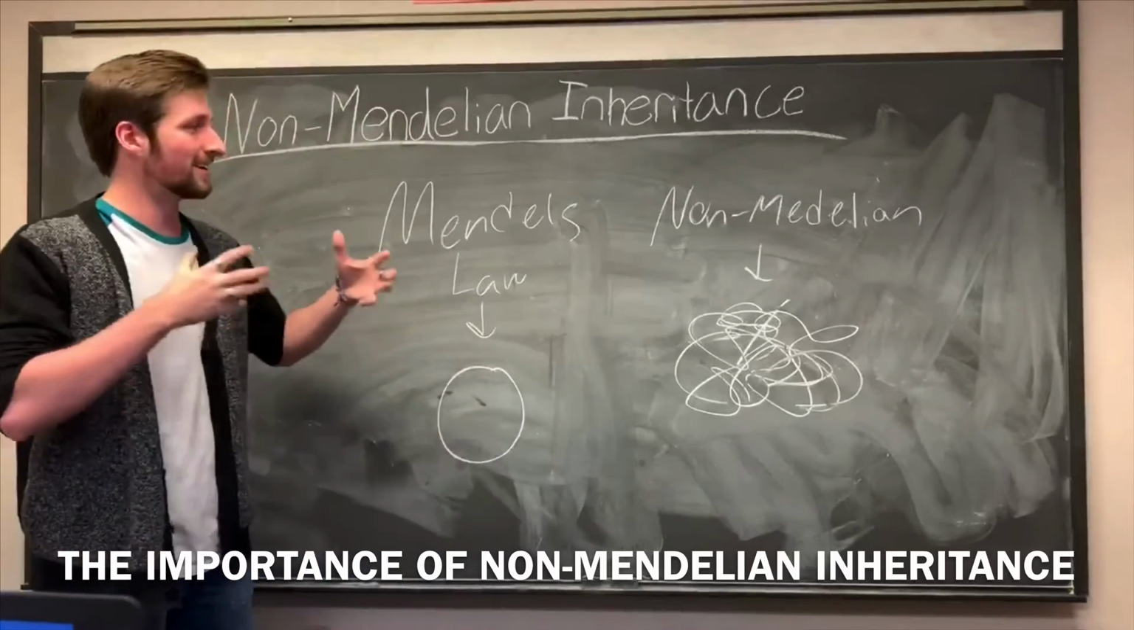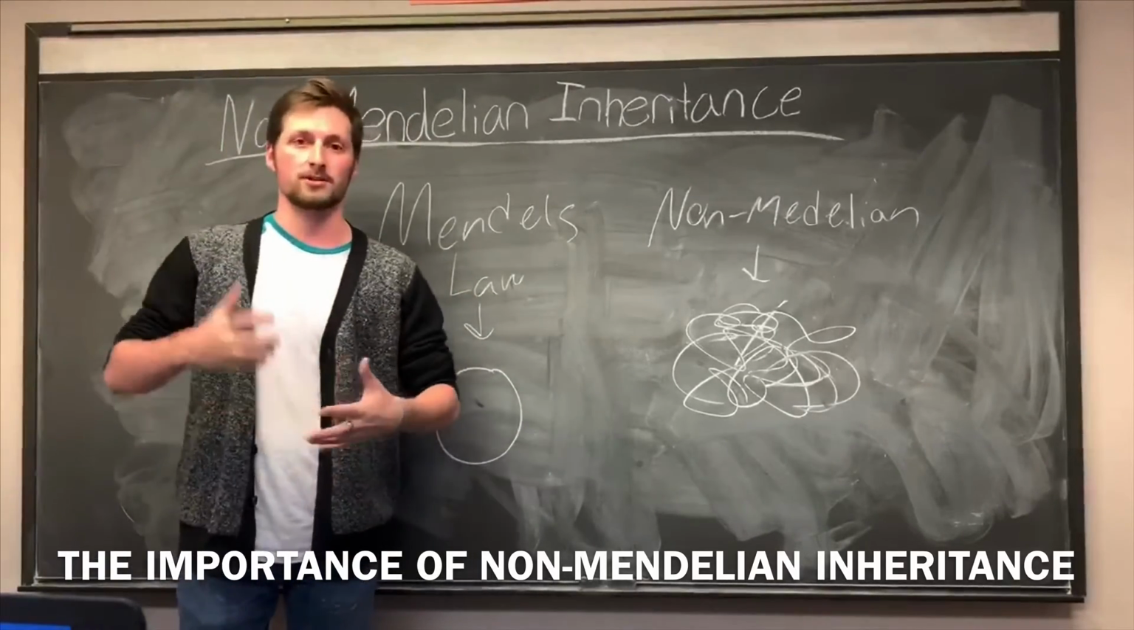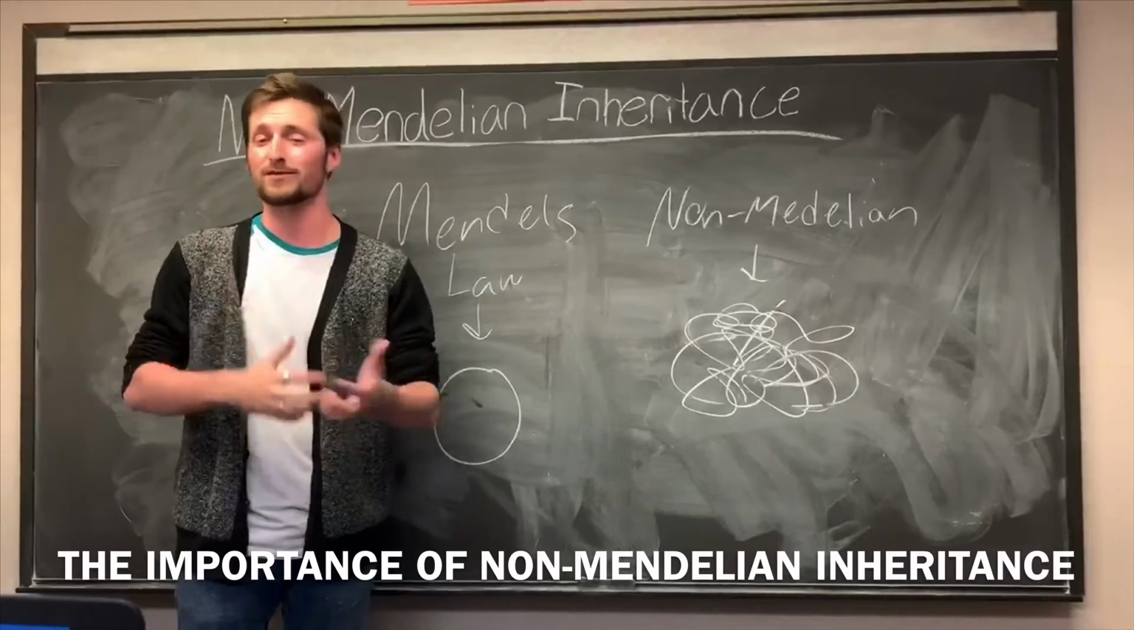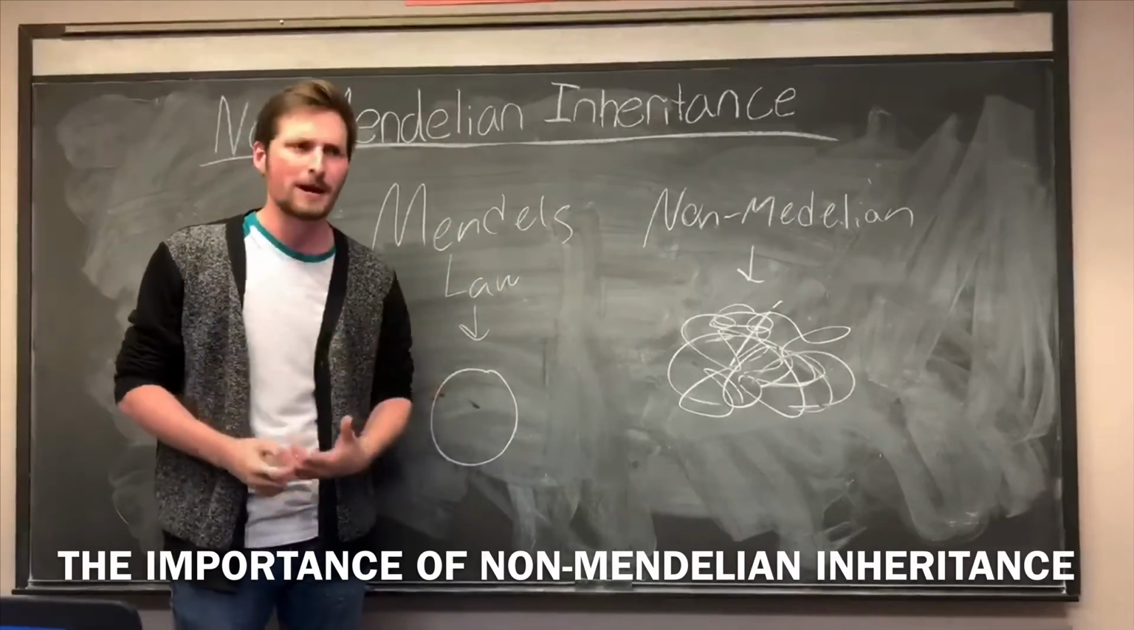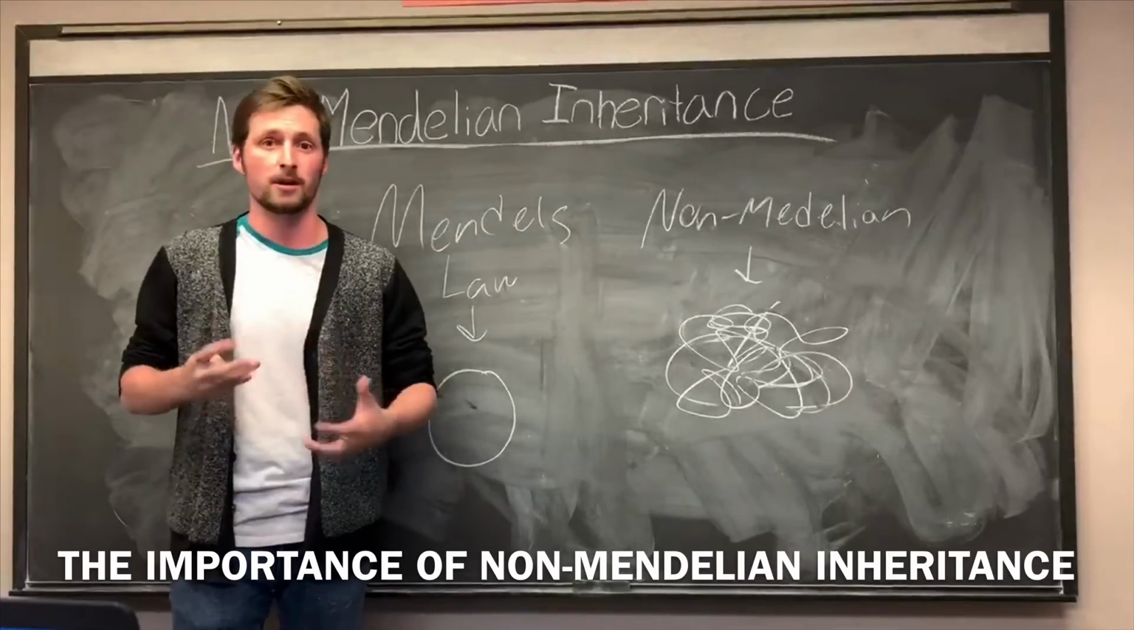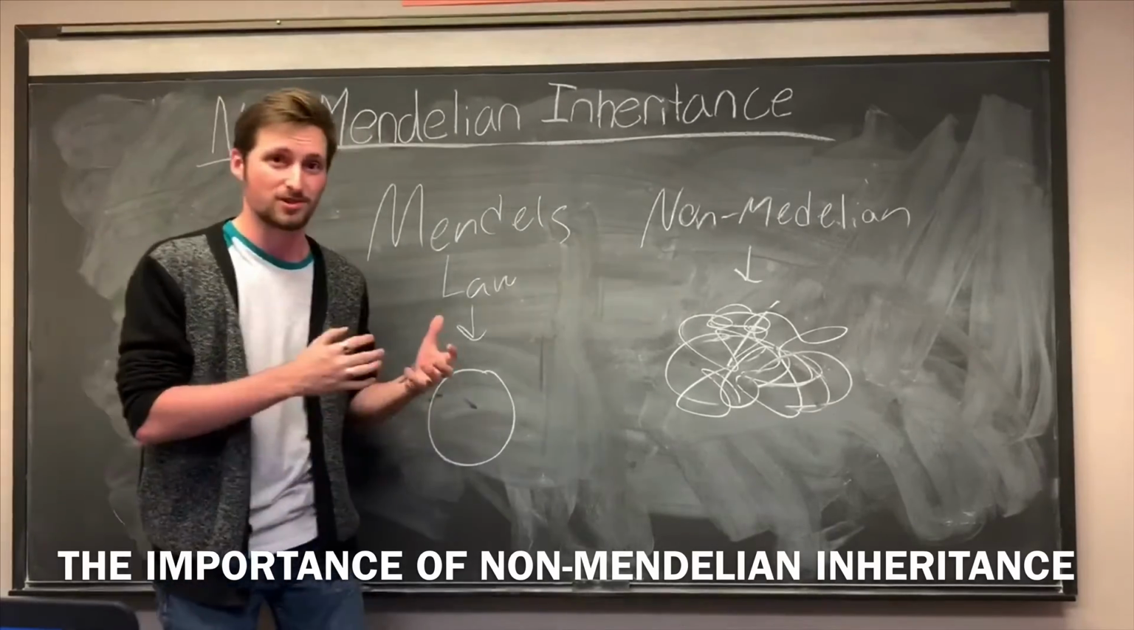Pretty much non-Mendelian inheritance is necessary in understanding discrepancy and diversity within different species and organizations. It also helps us understand where diseases and abnormalities come from and how best to treat them within our society and how we can understand them just a little bit better.